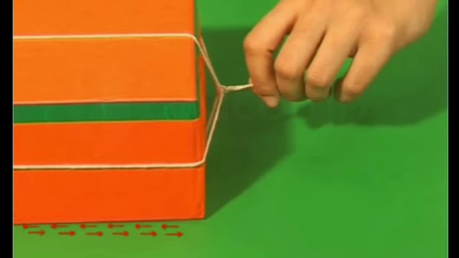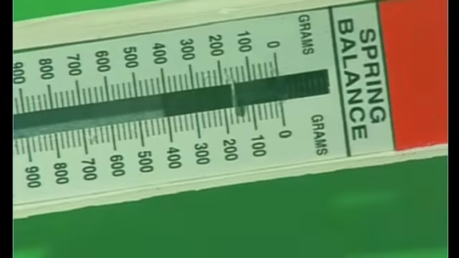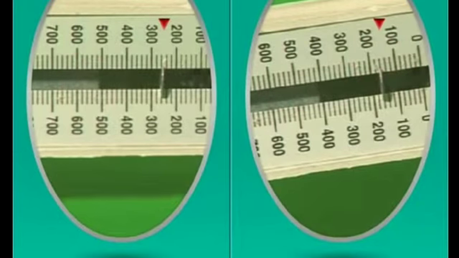In order to maintain the motion at steady speed, we have to overcome the sliding friction. After the box began the motion, the spring balance showed less force. This means sliding friction is less than the friction needed to begin the motion. So, we have to apply less force to maintain the motion. Sliding friction is less than static friction.